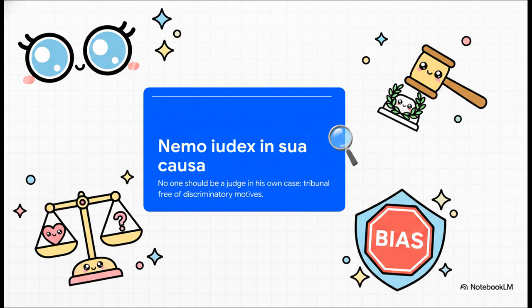This means no one should be a judge in their own case. It is all about preventing bias. It demands complete, 100% neutrality. The tribunal can't have any discriminatory motives, and absolutely nobody on the panel can have any personal or financial interest in the outcome. Nemo iudex in sua causa.